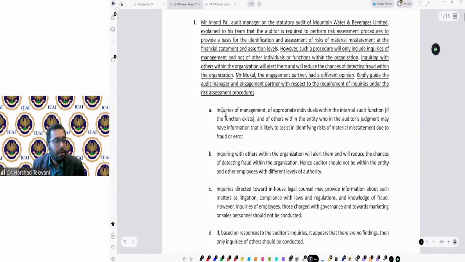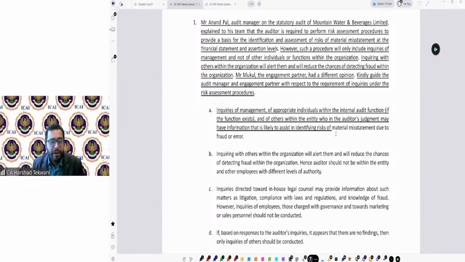Your options are: Option one, inquiries of management, of appropriate individuals within the internal audit function, if the function exists, and of others within the entity who, in the auditor's judgment, may have information likely to assist in identifying risk of material misstatement due to fraud.